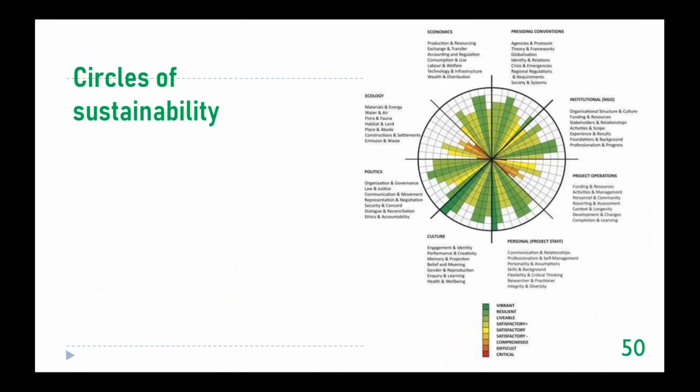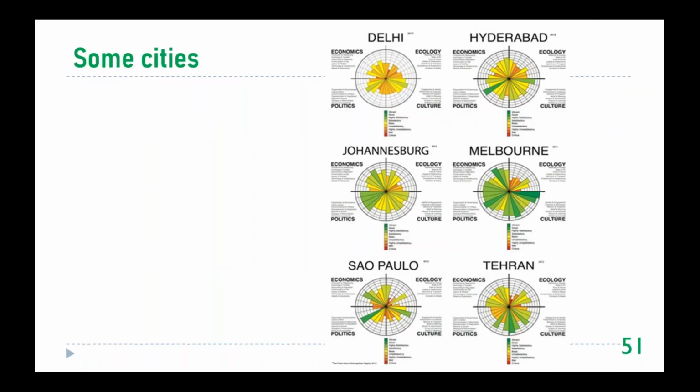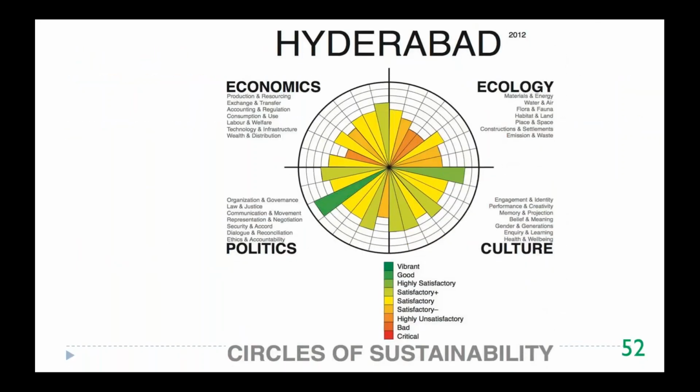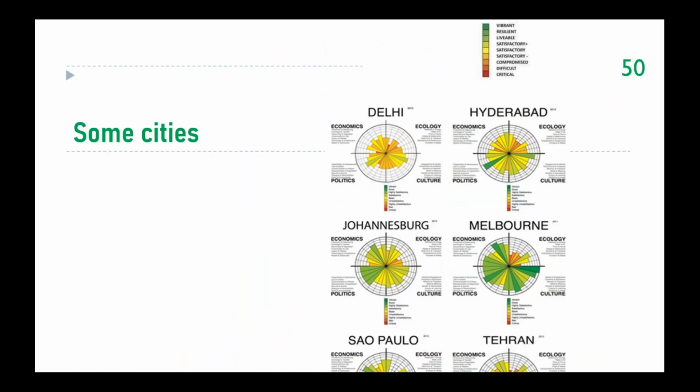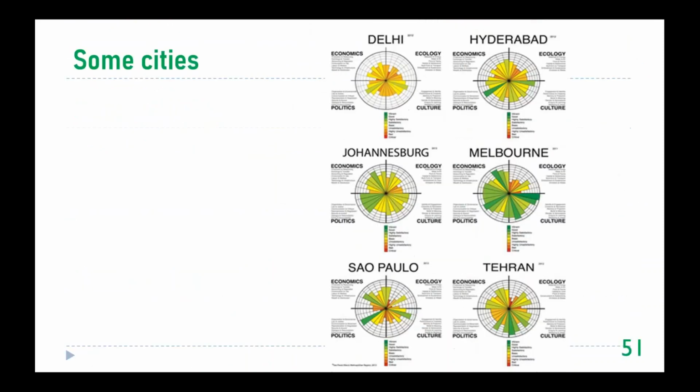Now, every city has got a circle of sustainability. This is a worldwide thing which has been done for many cities. Some cities have a scorecard like this. It looks like economics, ecology, politics, and culture. And these are the factors around which such a map is drawn, and you're able to rate a city. So we have seen these city ratings.